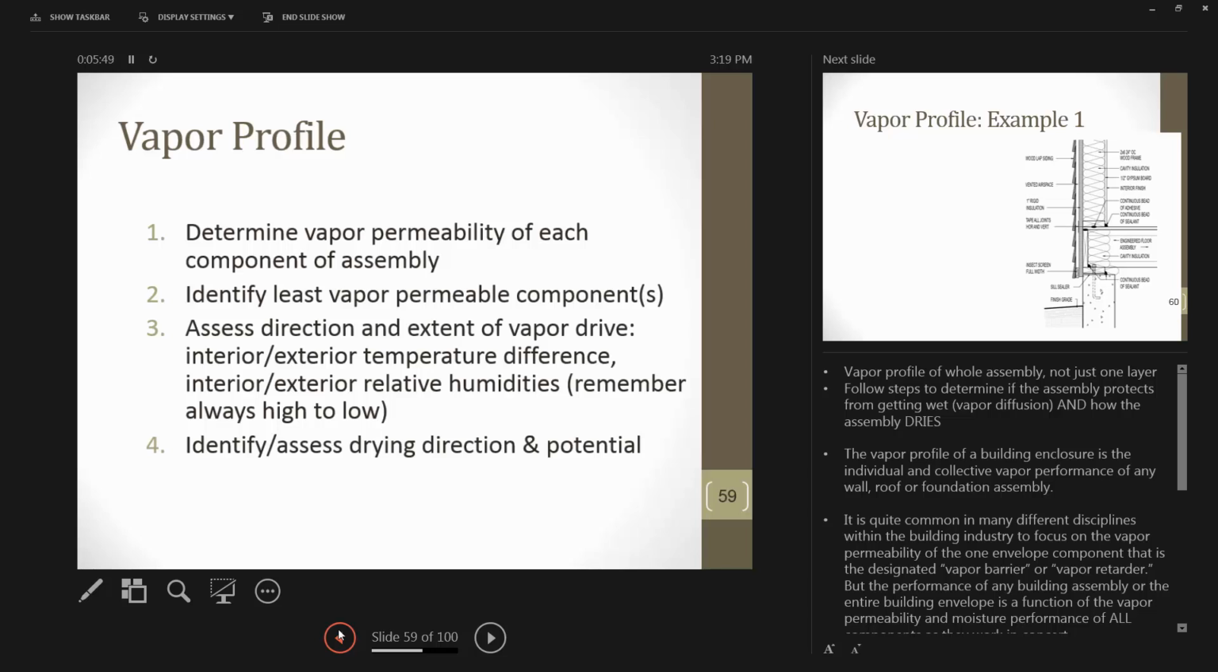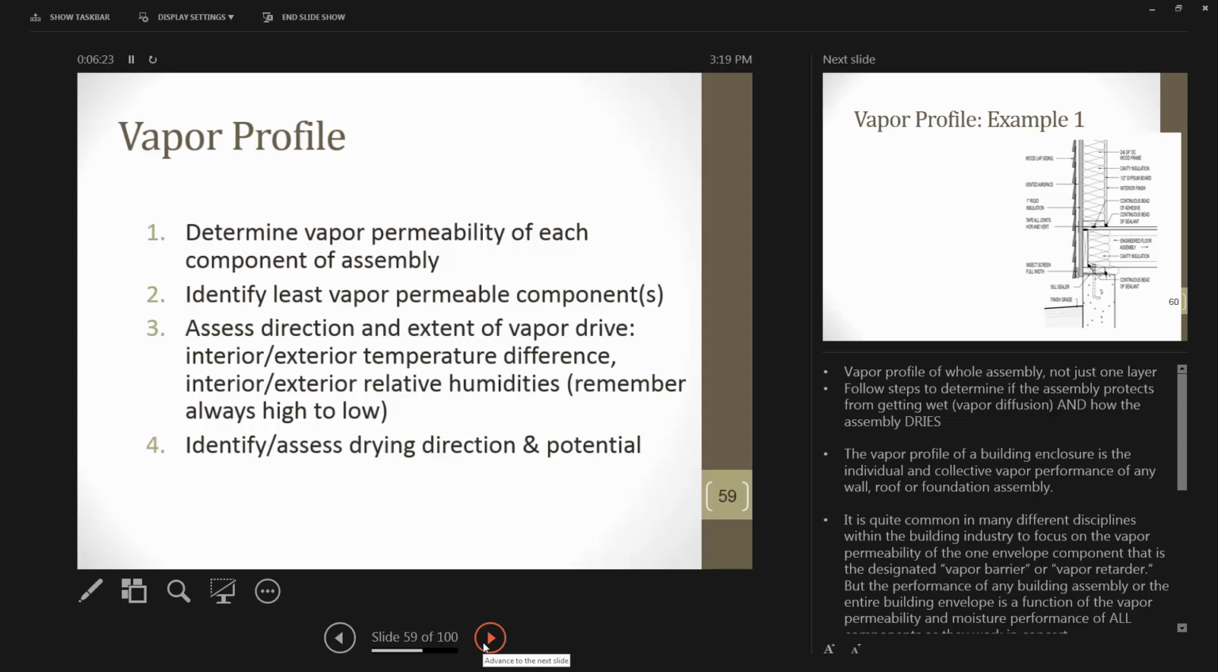Then you've got to determine which direction your vapor drive is happening. And we've talked a lot about vapor drive and the absolute laws of physics. Remember the building science laws. Which way is our moisture going to go? High to low, higher relative humidity to lower relative humidity. Our heat is also going to go which way? Higher to lower, hotter to colder. In that convective heat transfer, there's also going to be moisture.